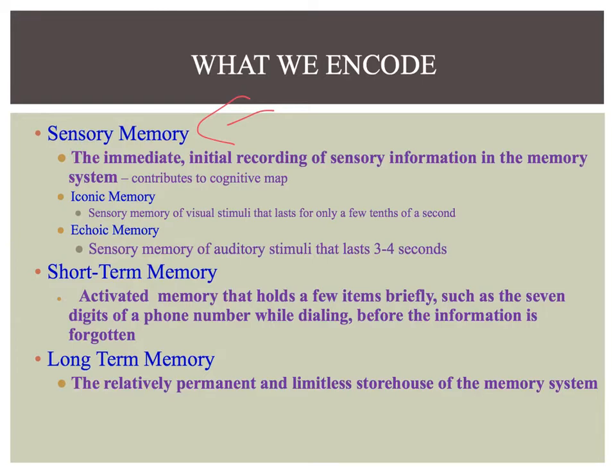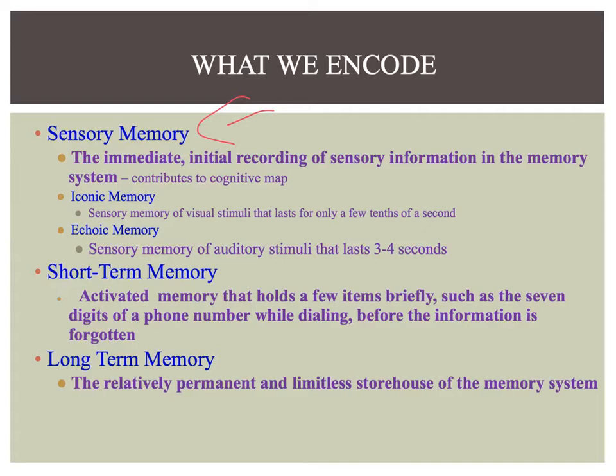Iconic memory is sensory memory of visual stimuli, which lasts for only a few tenths of a second, whereas echoic memory is sensory memory of auditory stimuli that lasts 3 to 4 seconds. So echoic memory, or auditory memory, typically lasts longer than visual memory, all right? Now, if we are constantly stimulated by these senses, then the sensory memory is transferred into short-term memory.